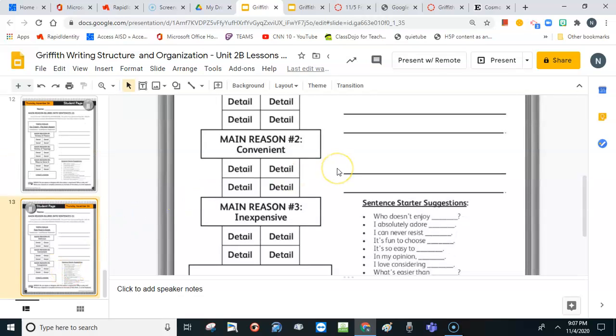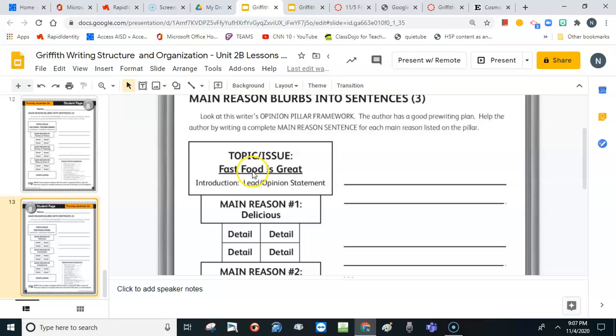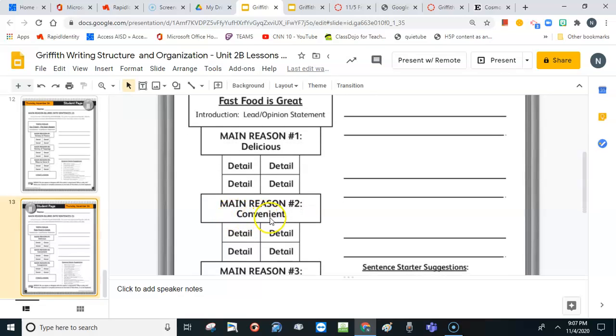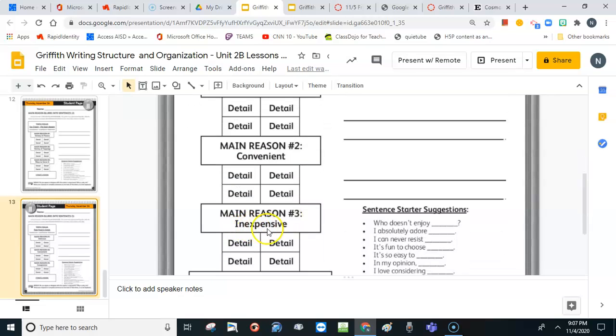And then you're going to do number 13 by yourself. Fast food is great. It's great because it's delicious. It's great because it's convenient. Convenient means that it's easy to get. And inexpensive. Inexpensive means that it does not cost a lot. In means not. Expensive means it costs a lot, so not cost a lot. And then you have your sentence stems to use. I want to see those sentence stems.